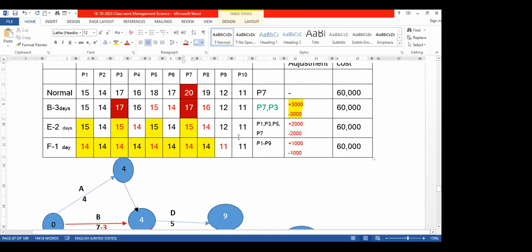But cost-wise, per day 1,000, 2,000 increase, fixed cost reduced by, this is about the fixed cost. This is fixed cost. This is also fixed cost. You note it, easy to understand it.